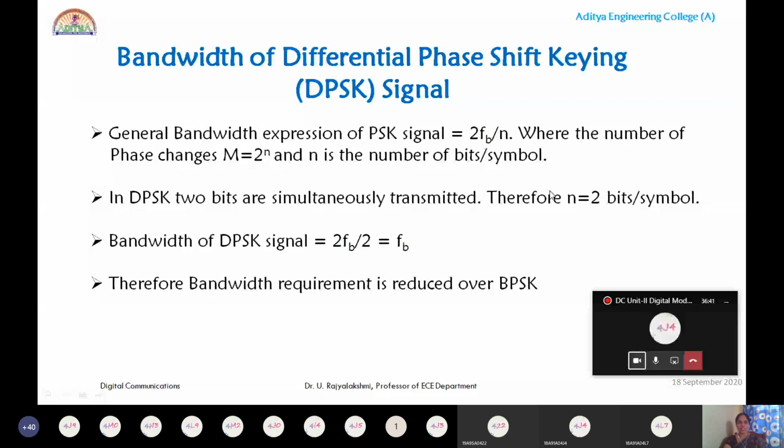Let us go through DPSK. In DPSK, if you observe the transmitter section, it consists of a differential encoder.